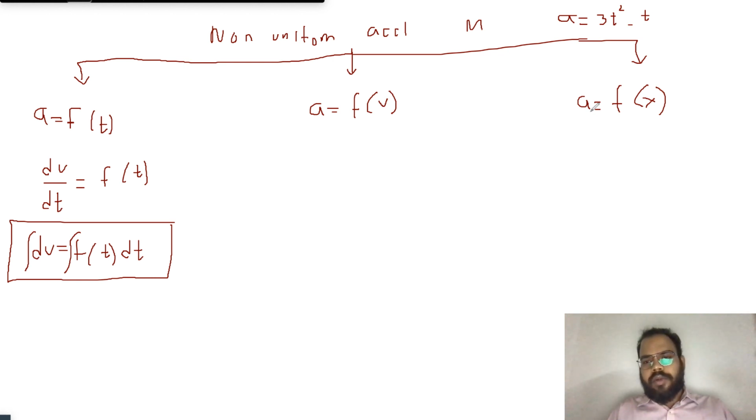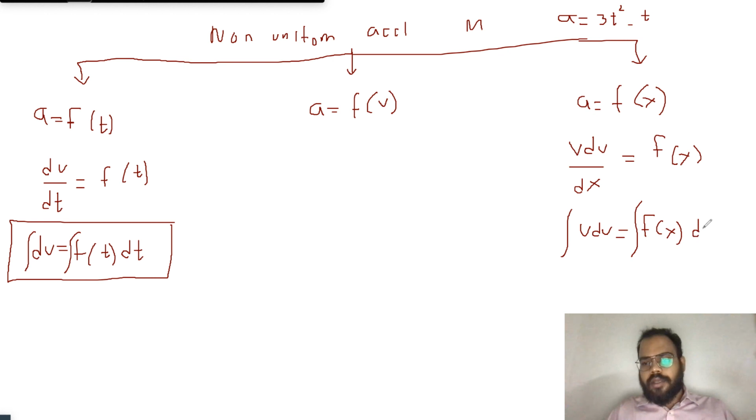Second, if acceleration is given as a function of displacement, I can write acceleration as v dv by dx. So v dv by dx is equal to f of x. Since f of x is on the right side, I'll take dx over there. So v dv is equal to f of x dx. So integral of v dv is equal to integral of f of x dx. Again, you will get your answer.